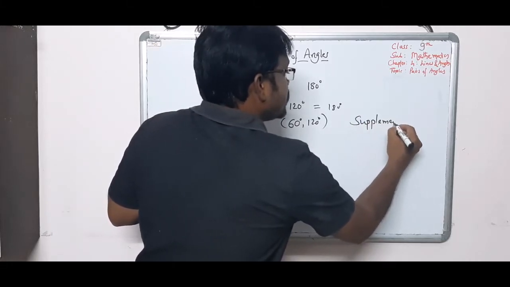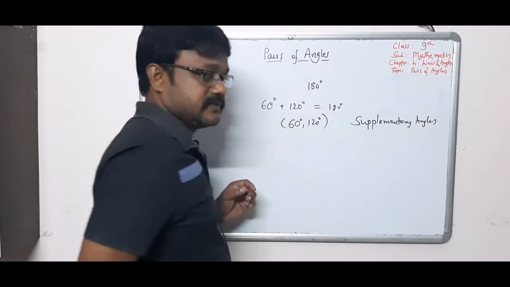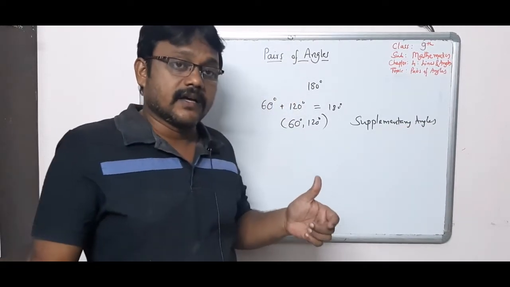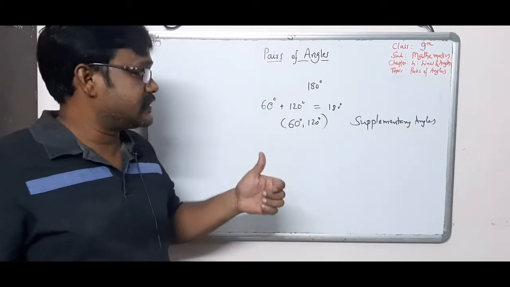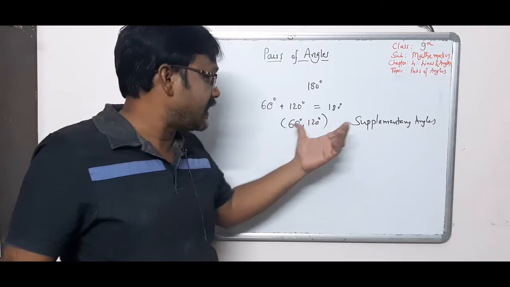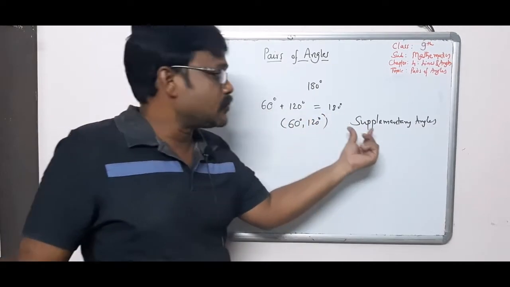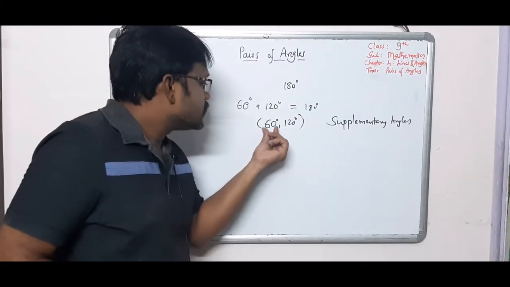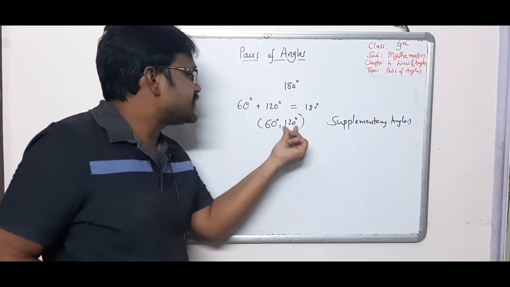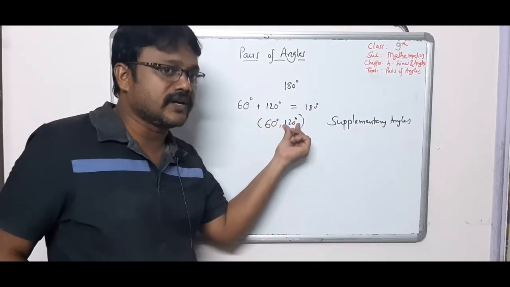What is the first one? Complementary angles. If the sum of the two angles is a right angle or 90 degrees, then such a pair is known as complementary angles. And if the sum of two angles is 180 degrees, such a pair is known as supplementary angles. Now 120 degrees is the supplement of 60 degrees, or 60 degrees is the supplement of 120 degrees.